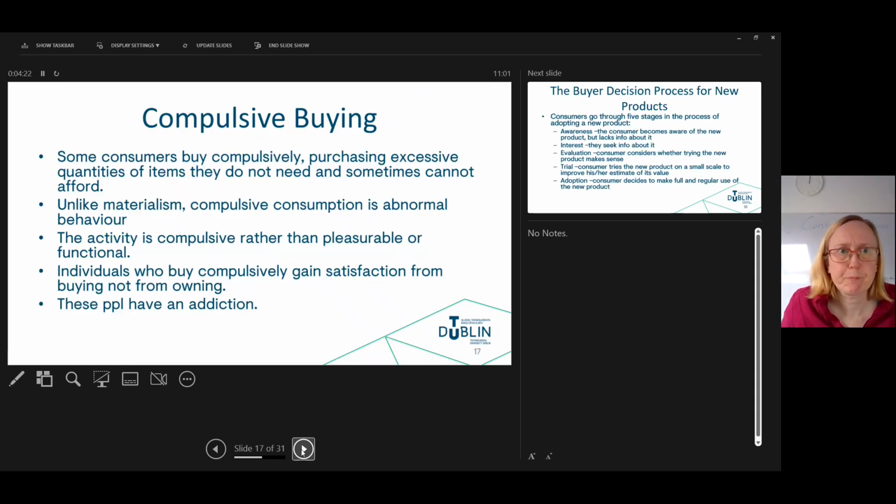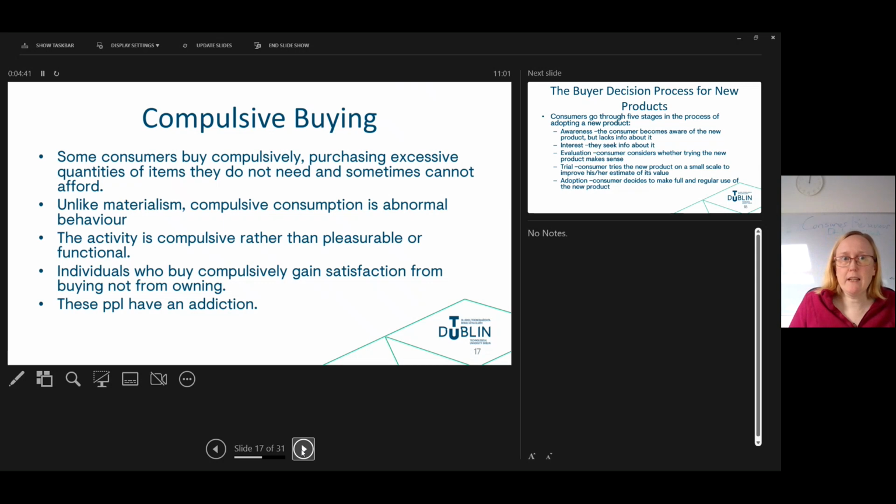Excuse me. So compulsive buying is another aspect in understanding our customers. Some consumers buy compulsively, purchasing excessive quantities of items they don't need and sometimes can't afford.